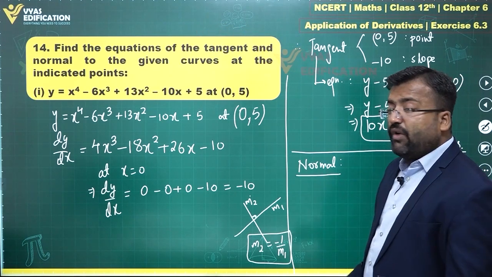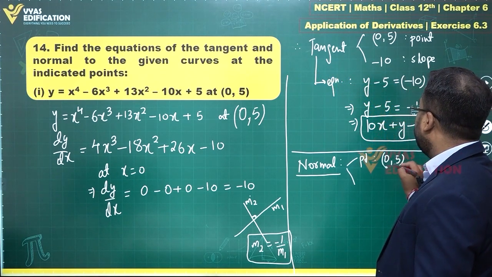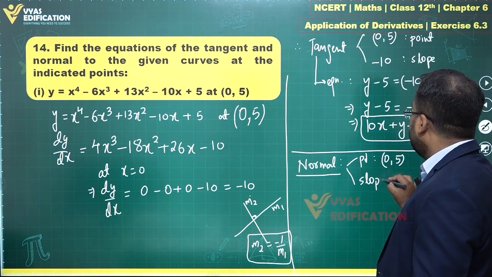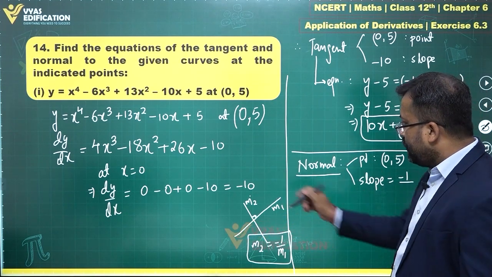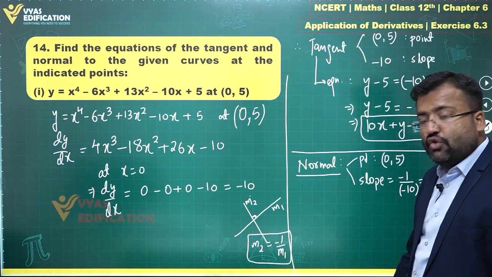For normal, what do I know? I know the point. This is the same point, 0, 5. And I know the slope. Slope is minus 1 upon that slope, which is minus 10. What does that give me? 1 upon 10. This is the slope.